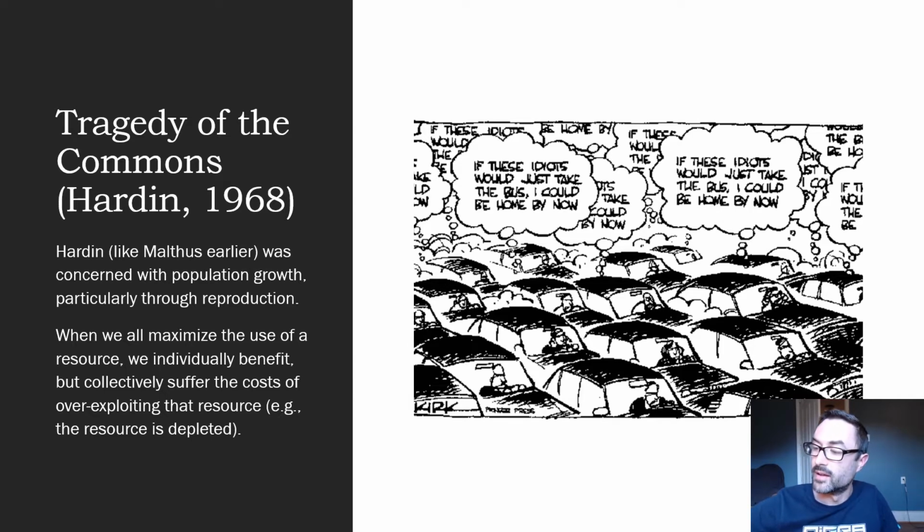He's simply publishing and refining the metaphor that has existed that explains how people exploit natural resources or exploit finite resources, each to their own individual gain, but to the detriment of all. So Hardin, like Malthus, who we'll talk about later, was concerned with population growth, particularly through reproduction. He actually said that the number one threat to environmental degradation was overpopulation, was people having too many kids.